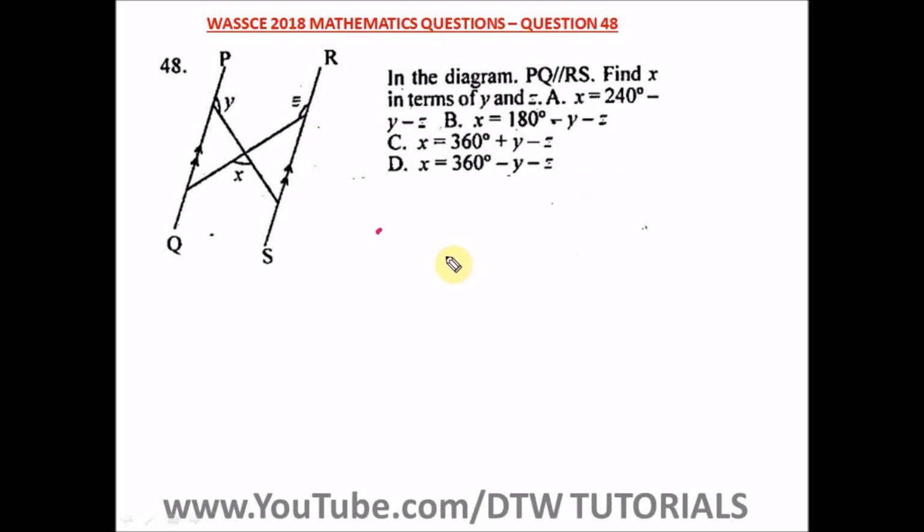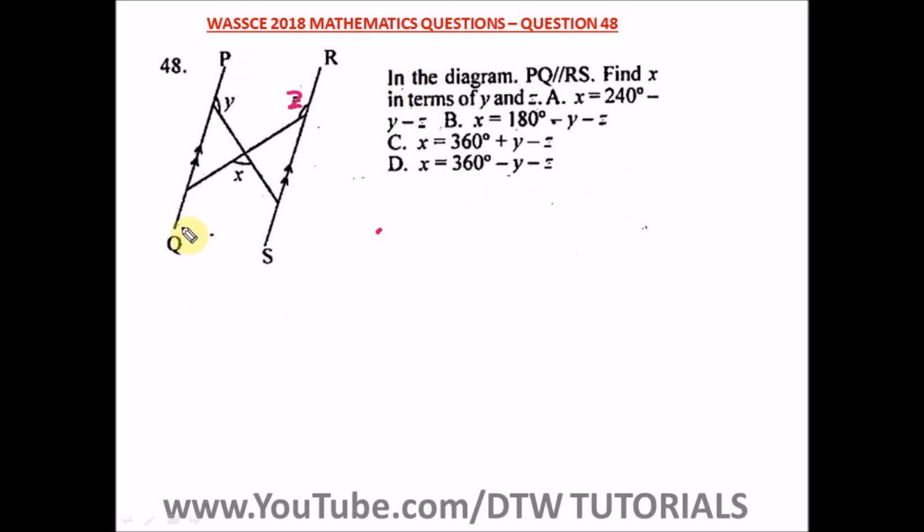Question 48 of the WASSCE 2018 Mathematics Past Question, that's your WAEC exams. It says in the diagram PQ is parallel to RS. Okay, these are two parallel lines. Find x in terms of y and z. We have to find x in terms of y and z. Okay, all right. So how do we find x here?